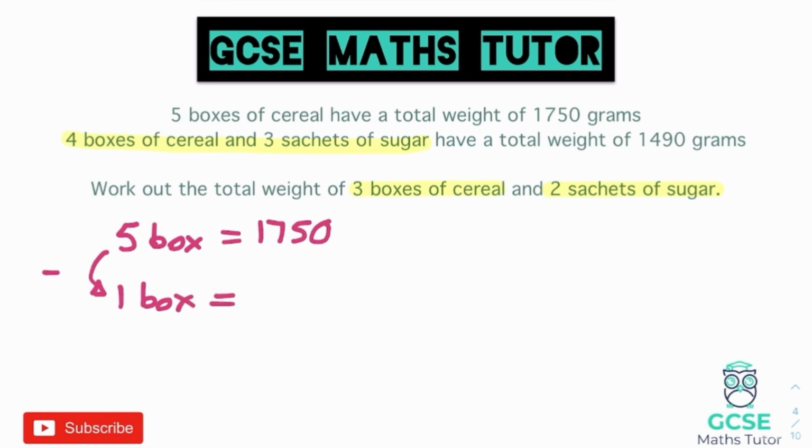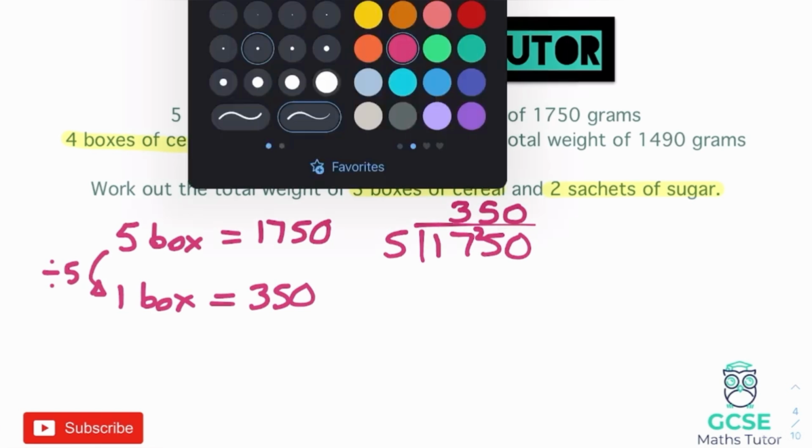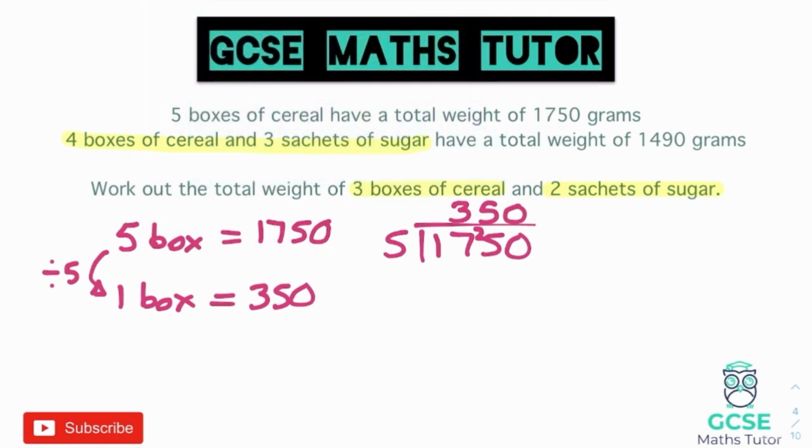So we will divide it by 5 and we'll do our working out to the side. So 1750 divided by 5, well 5 goes into 17 3 times, remainder 2, goes into 25 5 times, and then 0 at the end. So the weight of one box is going to be 350. Of course this is in grams. And the final part of the question, which we don't have to work out straight away, but it wants us to ultimately work out the weight of 3 boxes.